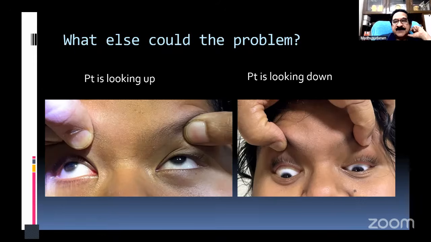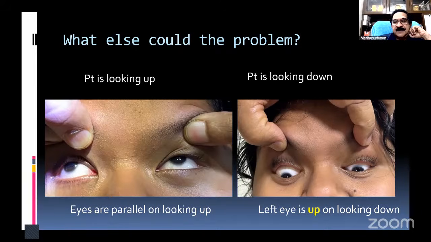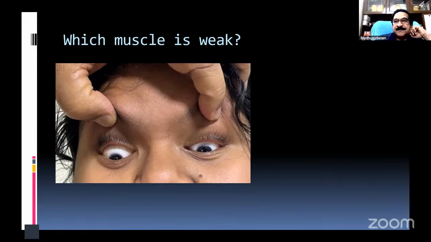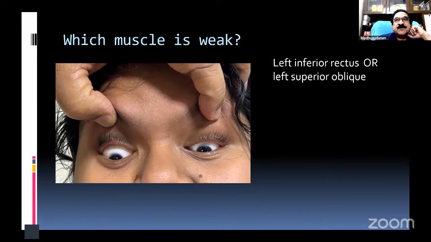So now I'm showing the video and the picture once again. Eyes are parallel and looking up. The left eye is up on looking down. What does that mean? It should be a weakness of one of the depressors of the left eye. That means the left eye could be left inferior rectus or left superior oblique, correct?